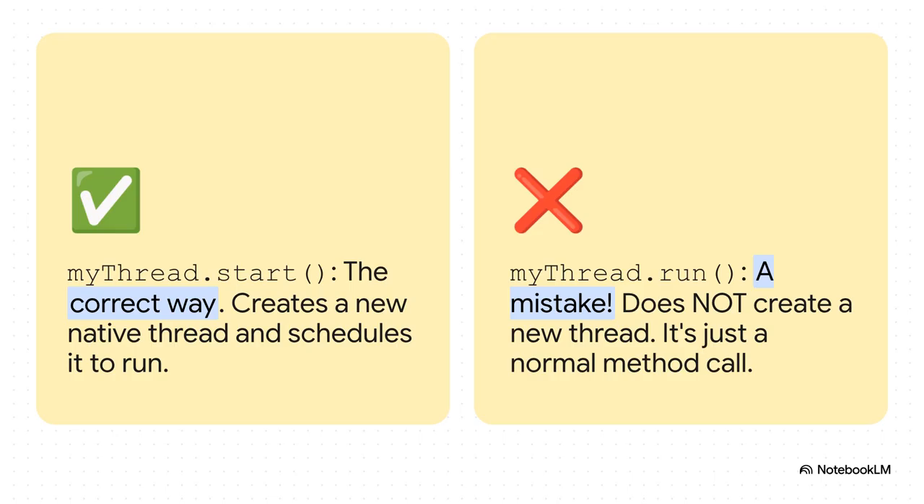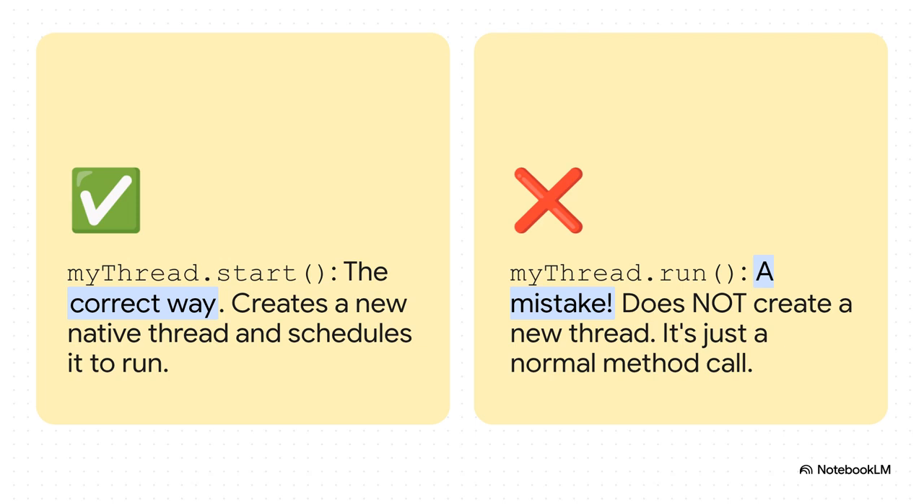Okay, now listen up, because this is the golden rule. This is the one mistake everybody makes at first. You absolutely must call the .start method. Calling .start tells the system, hey, create a new worker and give it this job.